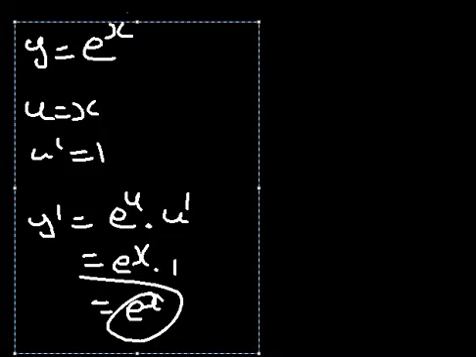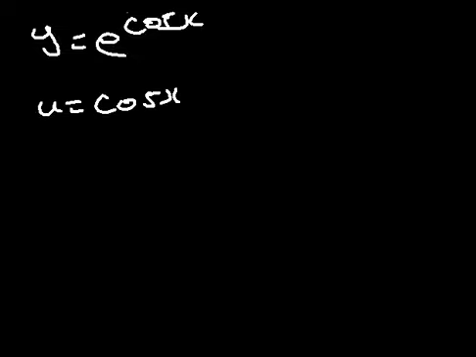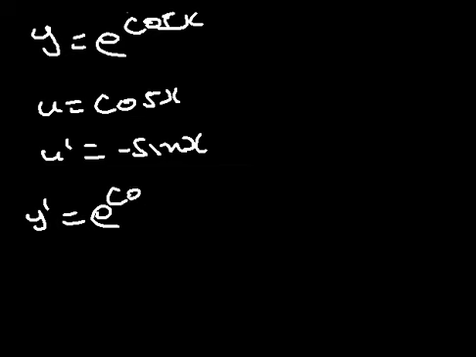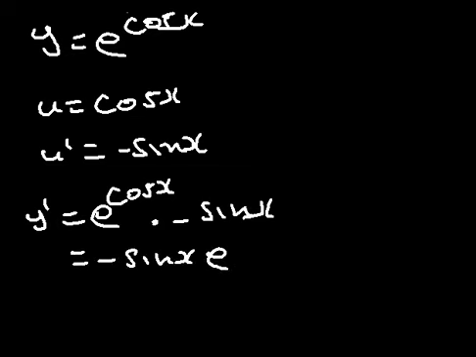And let's say we have this case now. Let's say y is equal to e to the power cos x. So what is the derivative of this function? This is an exponential function with base e as well. The power is given as cos x, and u prime is the negative sin x, because the derivative of cos x is negative sin x. Which means y prime is equal to e to the power cos x times negative sin x, which is the same as negative sin x e to the power cos x. So that's the derivative of that function.